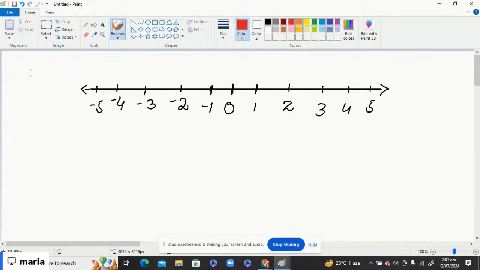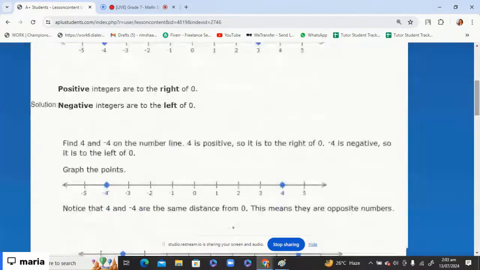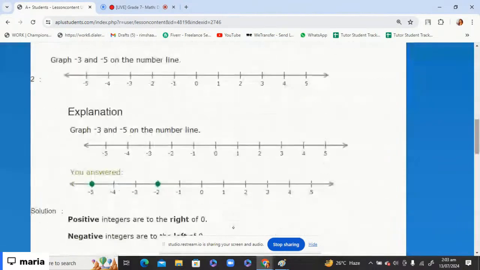For example, if they say write down the numbers minus 4 and 4 on the number line, we are marking the negative 4 and 4 integers on the number line. So here is the positive 4 and here is your negative 4. Understand? So we can mark these two positions here. In this way we are going to mark it.